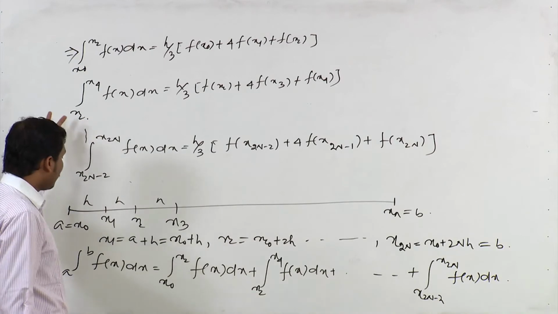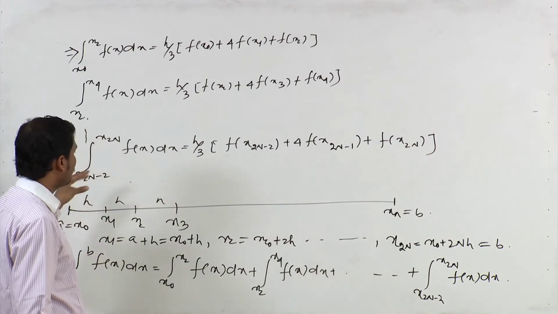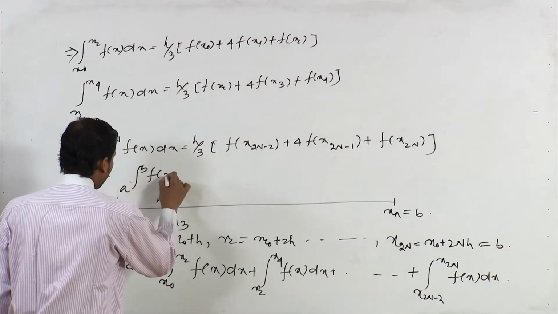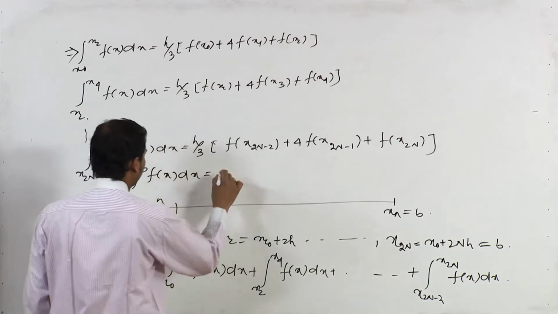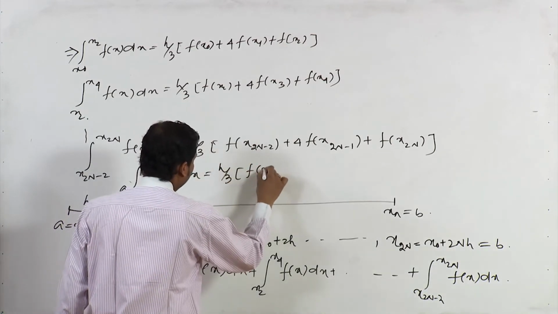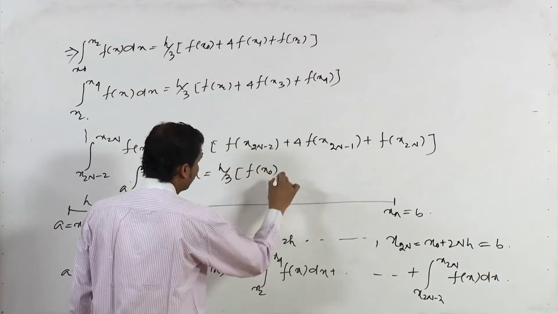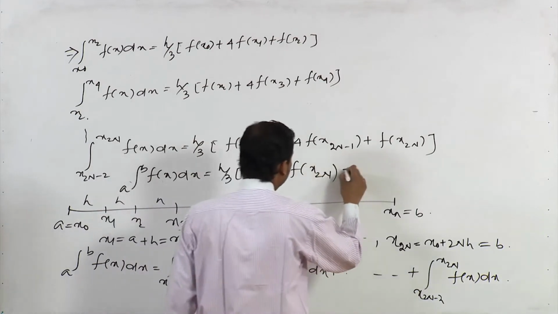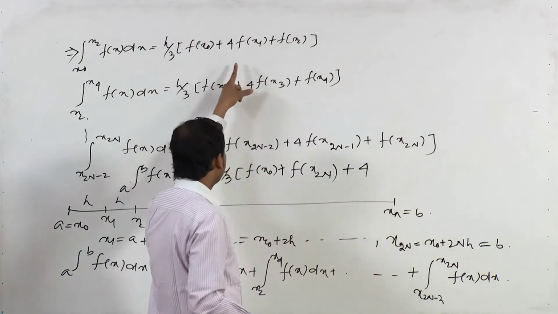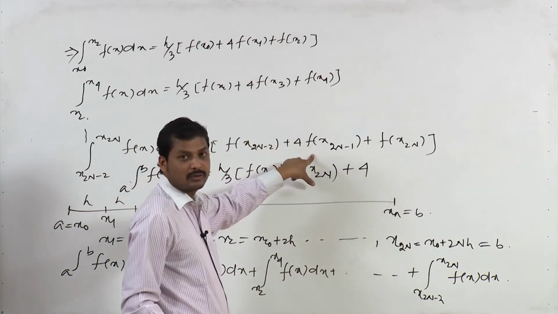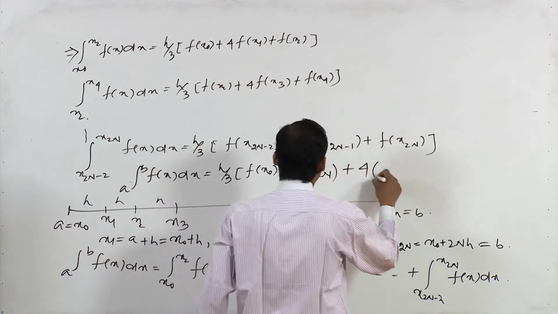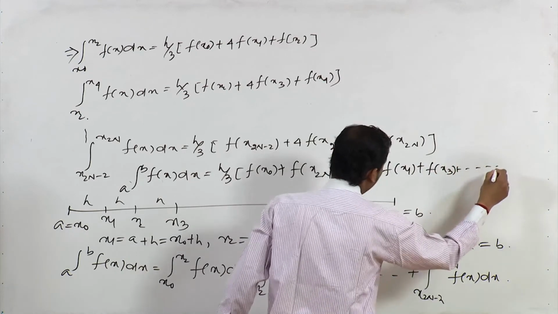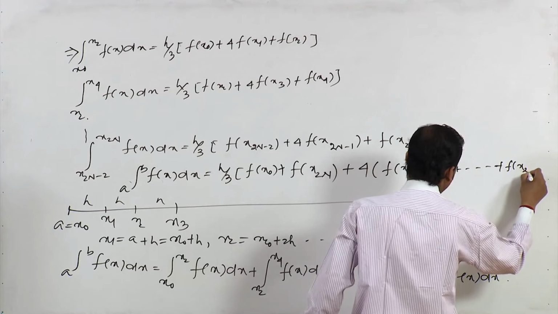So if you just add all these terms, we can obtain this composite rule, in the form of the integration from a to b of f of x dx, which equals h by 3 times f of the first point, that is x naught, plus the last point f of x2n, plus the 4 coefficient terms, that is f of x1, f of x3, up to f of x2n minus 1.